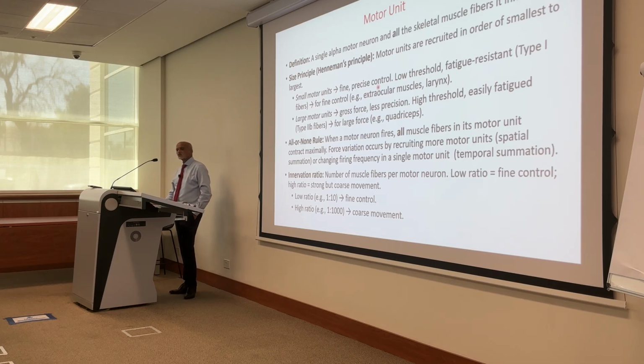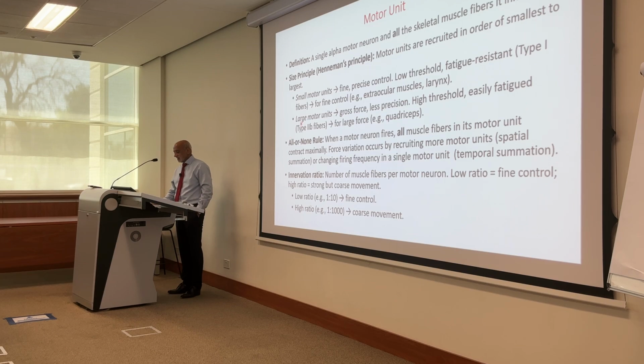Again, for precise control, how are they stimulated? By low threshold. Remember my two little diagrams with the motor neuron coming here, and then you have low frequency stimulation, fewer acetylcholine vesicles. High frequency stimulation, you have a lot of acetylcholine vesicles. Again, they are fatigue resistant. In other words, they carry out oxidative phosphorylation for their ATP. They're required for fine control and so on and so forth.